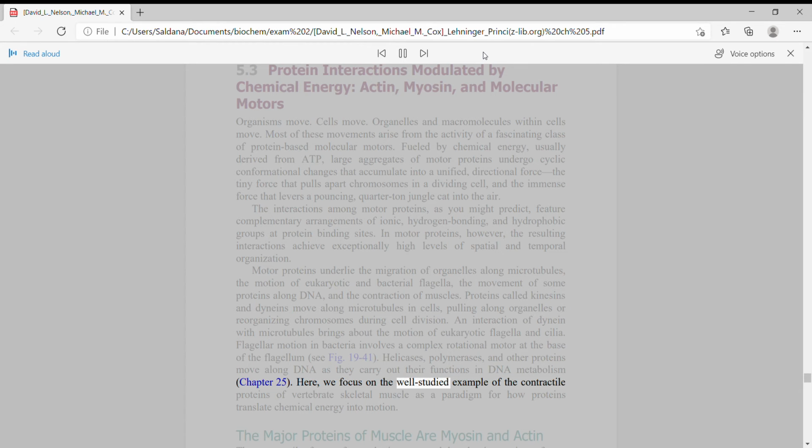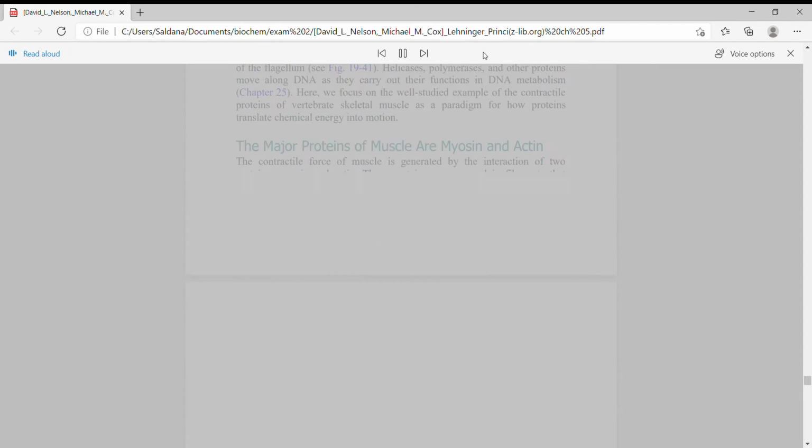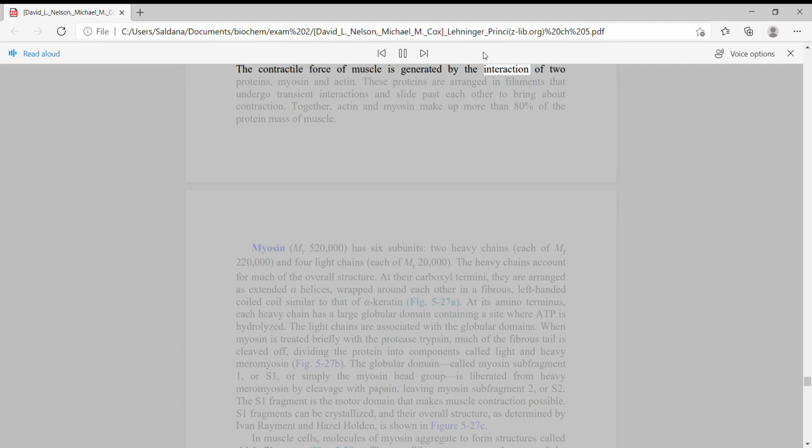Here, we focus on the well-studied example of the contractile proteins of vertebrate skeletal muscle as a paradigm for how proteins translate chemical energy into motion. The major proteins of muscle are myosin and actin. The contractile force of muscle is generated by the interaction of two proteins, myosin and actin. These proteins are arranged in filaments that undergo transient interactions and slide past each other to bring about contraction. Together, actin and myosin make up more than 80% of the protein mass of muscle.